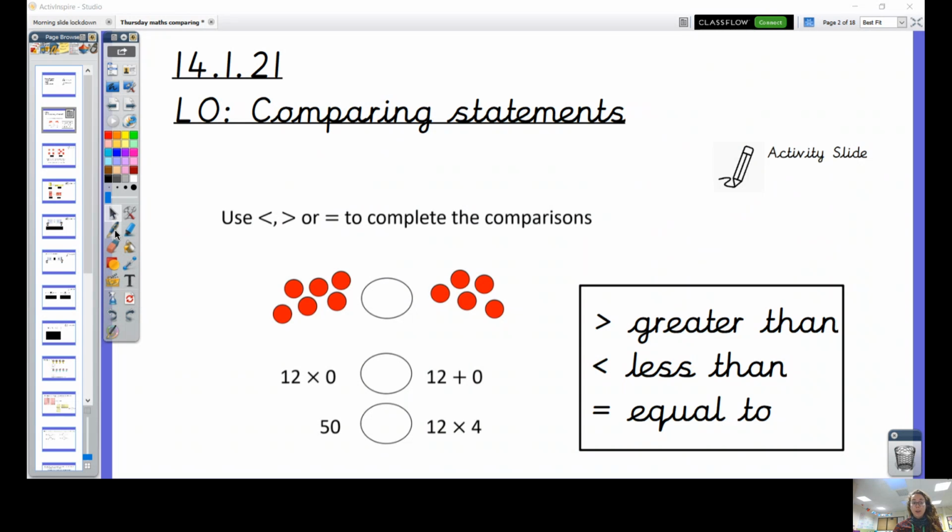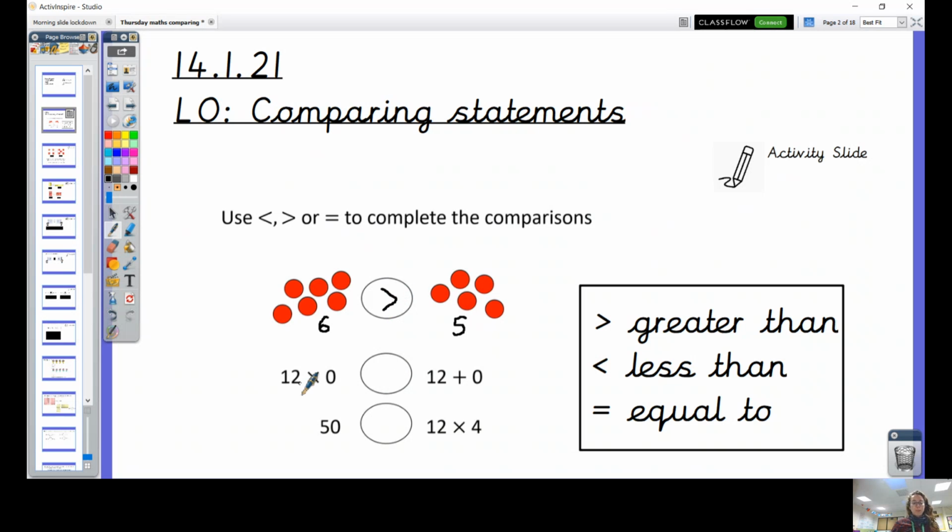Okay, so we should know that to do this comparing, we need to find out what we've got on this side and what we've got on that side. So here we've got 1, 2, 3, 4, 5, 6. It's often helpful to just write next to that group what you've got. And then over here we've got 1, 2, 3, 4, 5. I'm going to write that on to remind me. Now I can see that 6 is greater than 5, so I'm going to pop my symbol there.